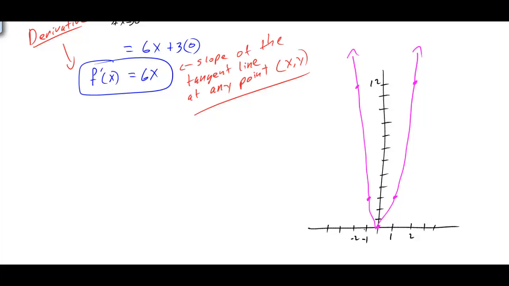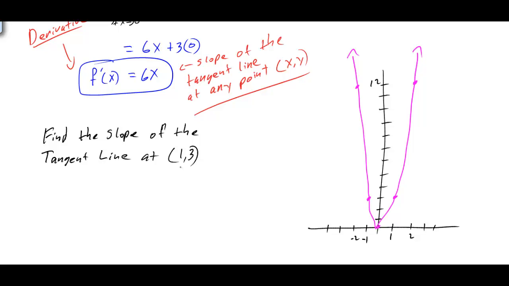And the next question might be, how can we find the slope of the tangent line at the point 1, 3? Well, if we locate the point 1, 3, so here we have over 1 up 3, so here's our point, and we want to find the slope of the line at the point 1, 3.